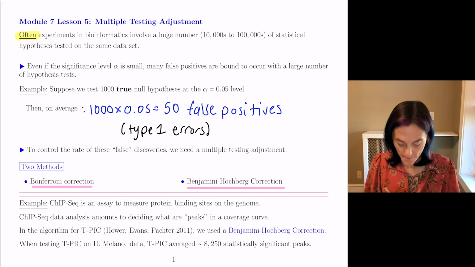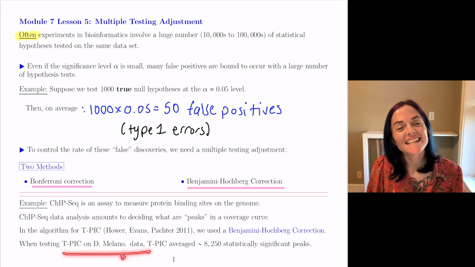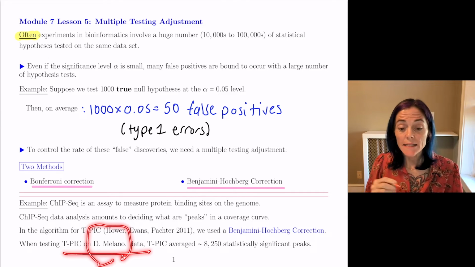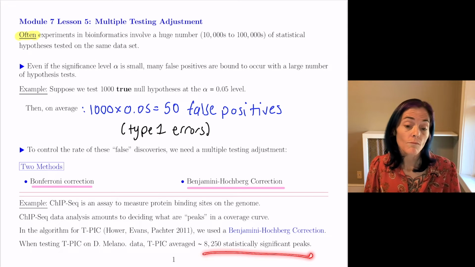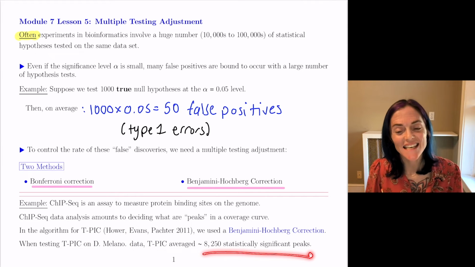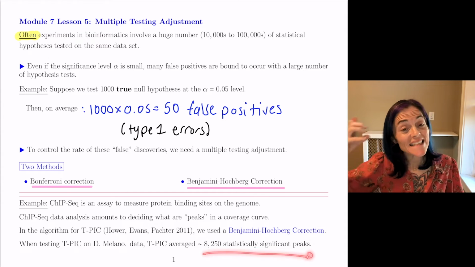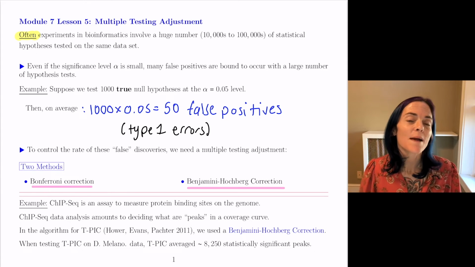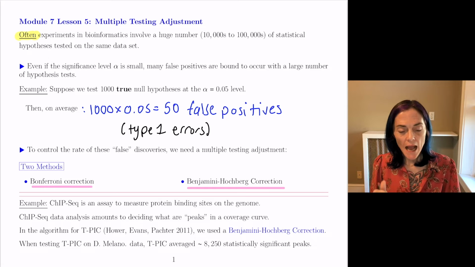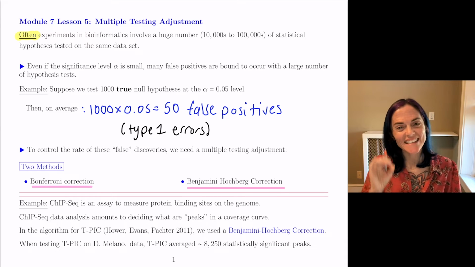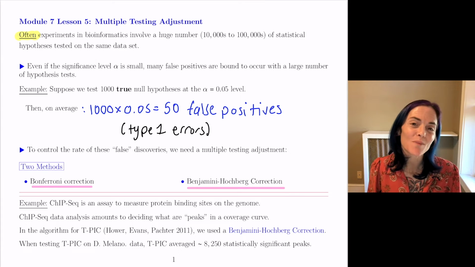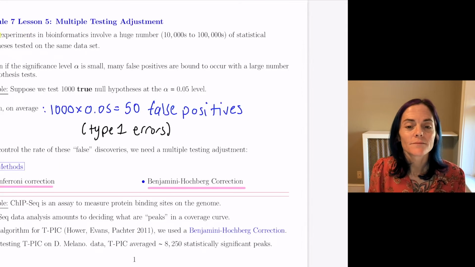As a remark, when we ran ChIP-seq on some publicly available data, this is fruit fly data, ChIP-seq averaged over 8,000 statistically significant peaks, meaning protein binding sites. Imagine that is the number that's statistically significant. There are so many more hypothesis tests being run here. I think also when we ran this on human data, we had about 50,000 statistically significant. So correcting for multiple hypotheses is quite important.